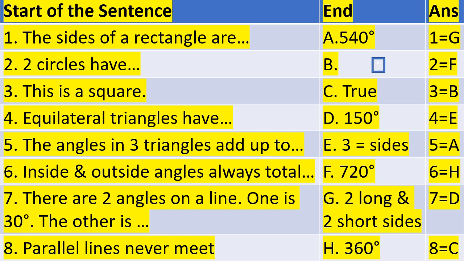Number 7, there are 2 angles on the line. One is 30 degrees, the other is, and the answer is D, 150 degrees, because the 2 have to add up to 180 degrees. And number 8, parallel lines never meet, and the answer is C, true. Hope you did okay in that one.